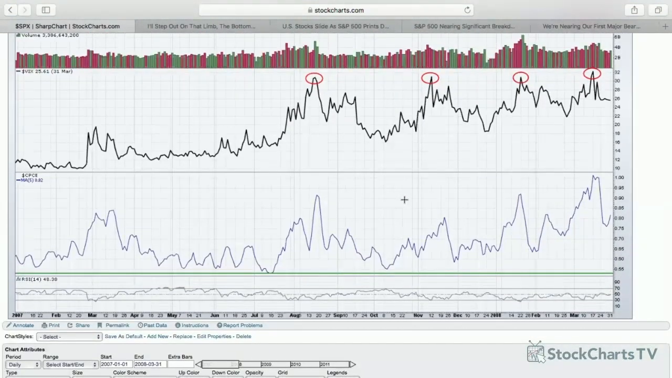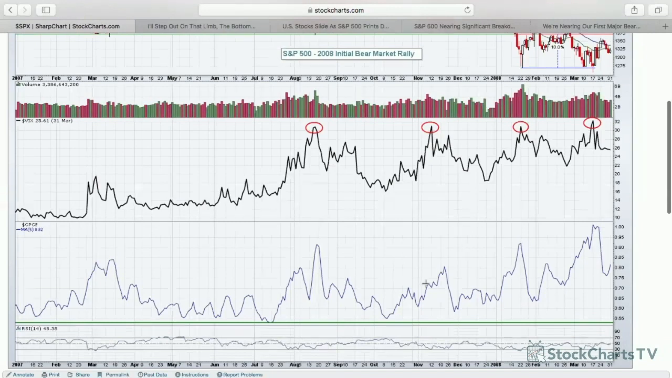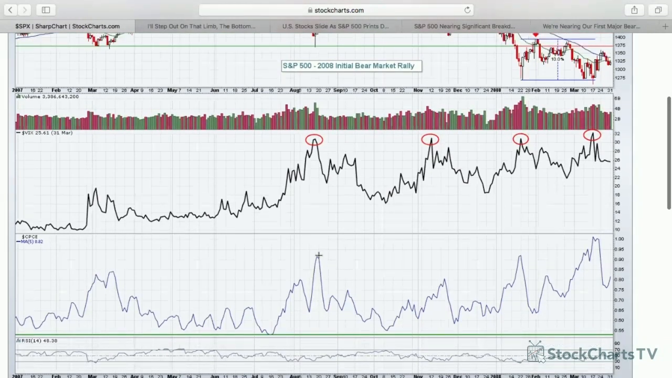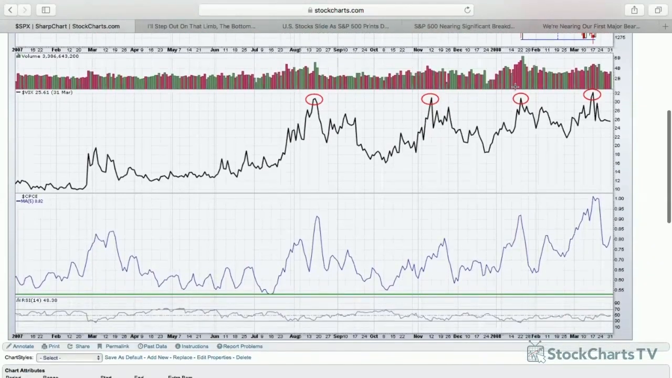Now, this is the only other chart where we see the equity-only put-call ratio, because the other bear markets, we didn't have this data available. But once again, look at the spikes in the equity-only put-call ratio as we're getting the spikes in the VIX and as we're setting major market bottoms. You really want to pay attention to sentiment.